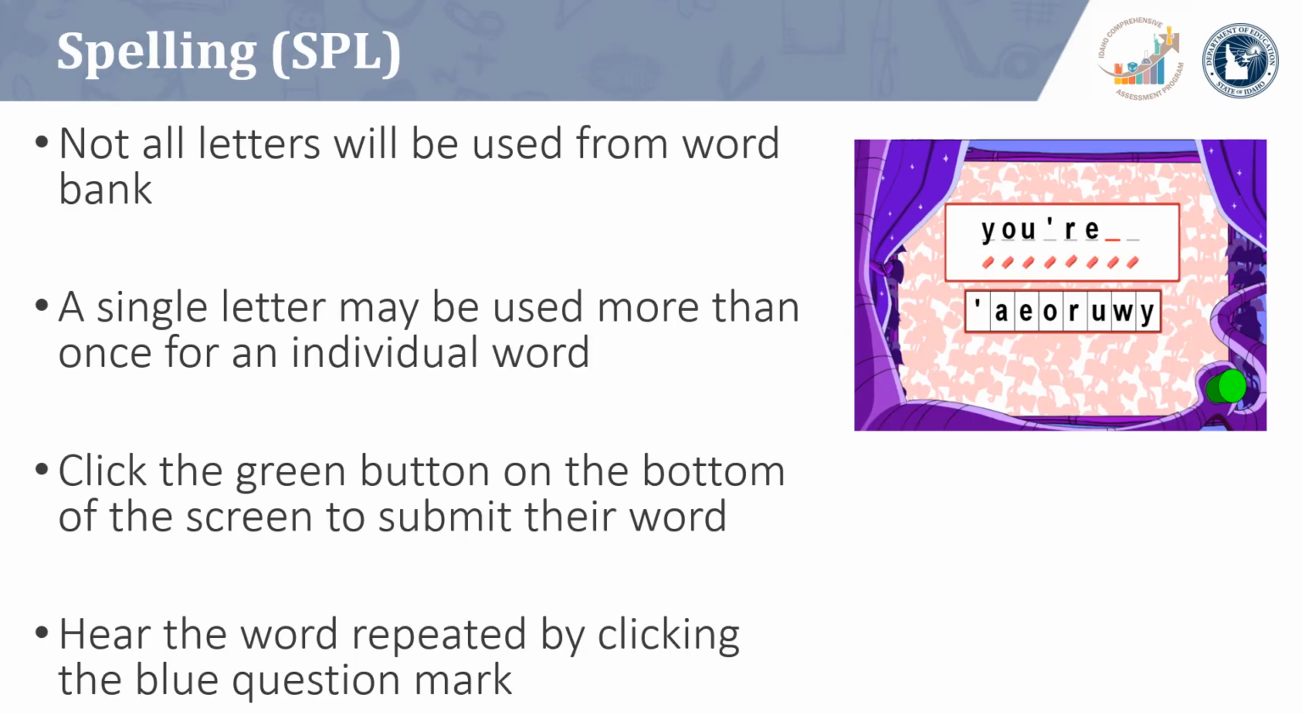The spelling subtest in the IRI includes many directions that need to be taught through teacher modeling and practiced through student modeling. Some of the important modeling tips for spelling are to teach students that not all letters will be used from the letter bank. Ensure students know that a single letter may be used more than once for an individual word. Teach students to click the green button on the bottom of the screen to submit their word, and inform students that they may hear the word repeated by clicking the blue question mark.